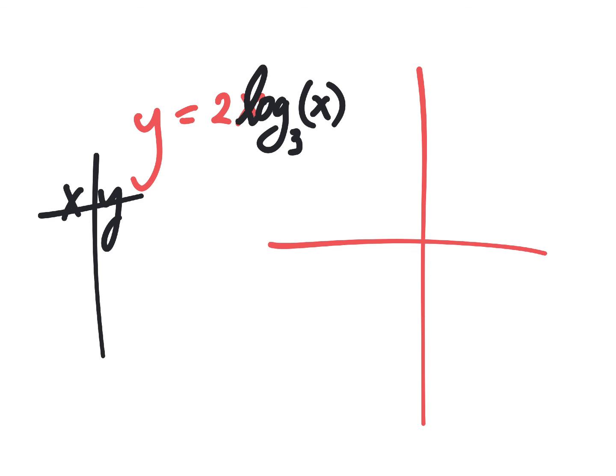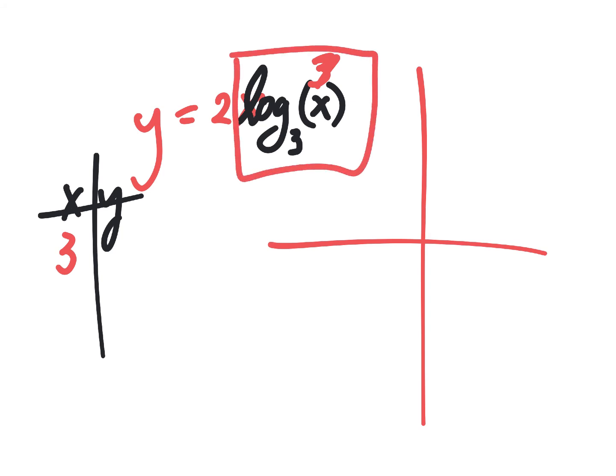Would it be smart to use a 7? No. 7 wouldn't work very well, so I'm not going to choose 7. What would be smart things to pick? Yes? 3. 3 is a smart thing to pick. And when you put in a 3 right there, you get 2 log base 3 of 3. Well, the log base 3 of 3, this part, is just 1. 1 times 2 is 2. So 3 comma 2 should be on your graph.